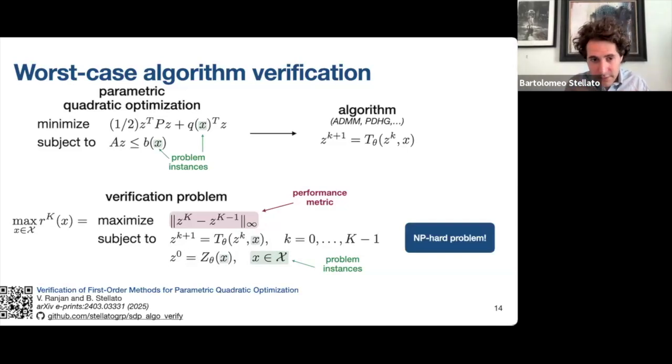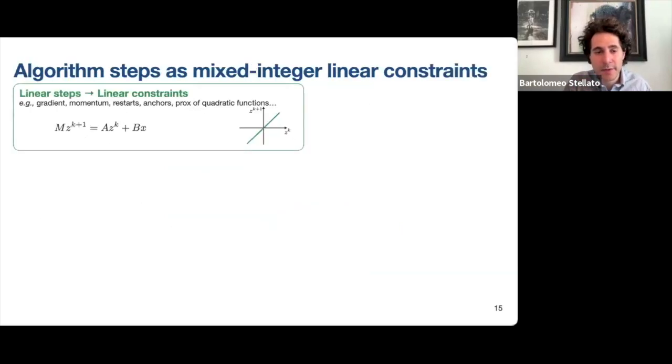It's not surprising that it is NP-hard, but we showed it in this paper: if you maximize the norm, which is already non-convex, and you have these constraints, only in very simple cases is it possible to solve it in polynomial time. So instead of looking at relaxations, what I would like to talk about is how to construct tight formulations of this problem. In particular, I would like to construct exact representations of these algorithms as mixed integer linear constraints.